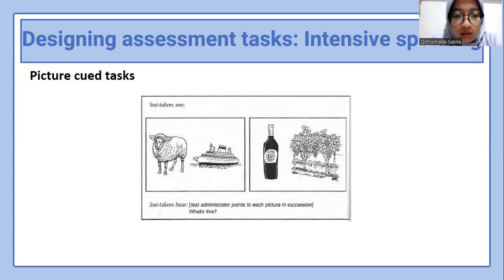Okay. So we have two pictures here, and then the test takers will hear the test administrator point to each picture in succession and ask, what's this, and then the test taker should try to speak about the picture that is available.